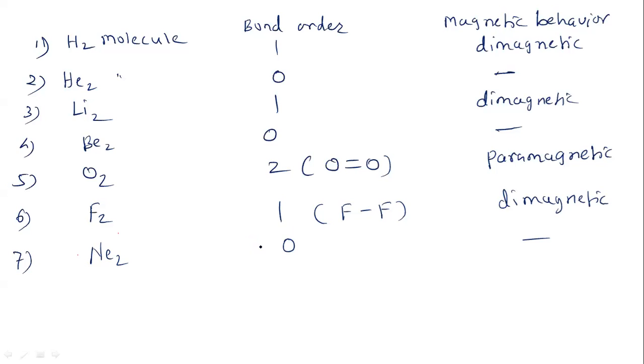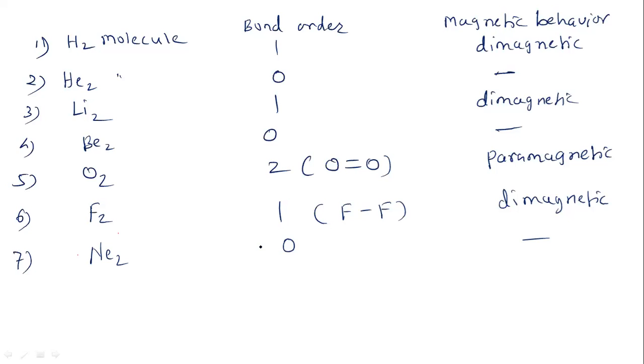So in this way, we explain the molecular orbital energy level diagrams for these molecules. So how are the molecular orbitals formed? Molecular orbitals are formed by the overlapping of atomic orbitals between the atoms. When atoms approach close to each other to form a molecule, their atomic orbitals combine and overlap, and new orbitals are formed. Those orbitals are called molecular orbitals.